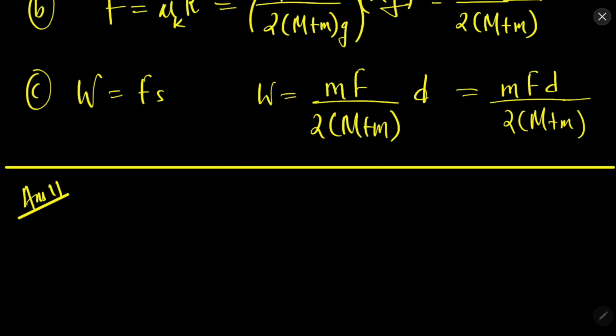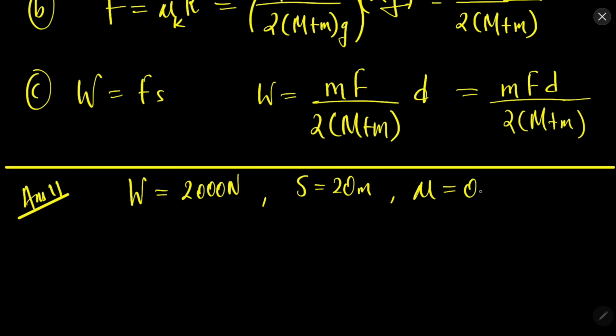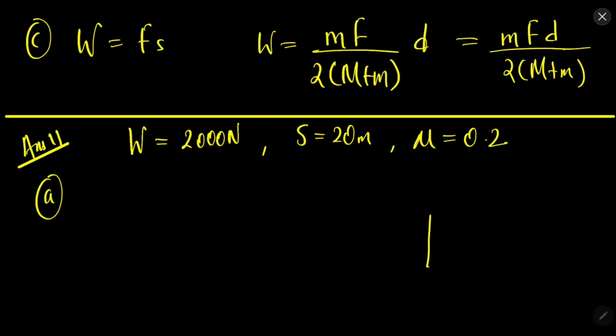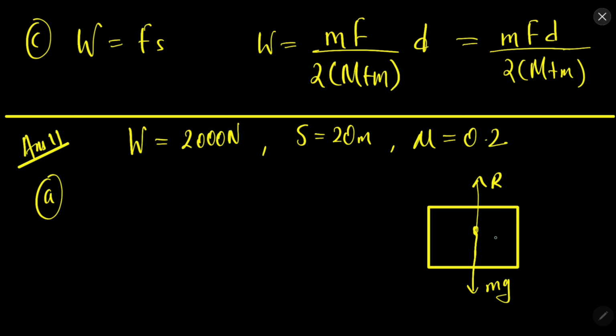So the 11th one, what do we have here? First of all, weight is given as 2000 Newton, displacement is 20 meter, coefficient of friction is 0.2. So in the first situation, let's say this is the block. Downward force is mg, upward there is reaction force R, then if the force is applied like this, the frictional force will be mu R.